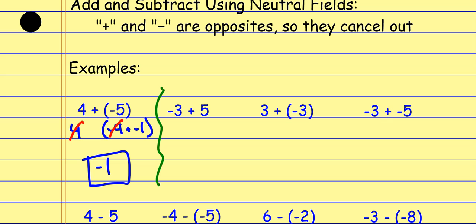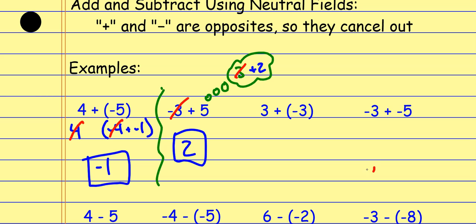So like this one, I have 3 negatives, and then I have 5 positives. So think about it. Right here, this guy, 5 positives. I need 3 positives to cancel out that negative 3, right? Well, how many positives are left from that 5? Well, 2. So the answer here is 2. Okay, that's the idea behind neutral fields. And thinking about it in terms of a number line is a great way to do it. This is also a great way to do it. You have to decide what you like best, okay?